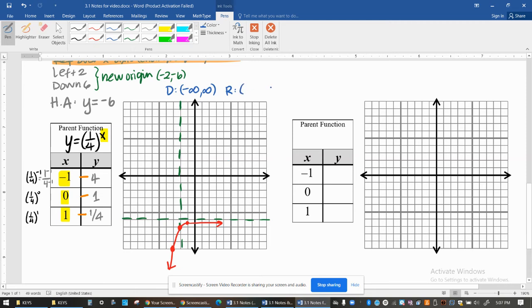So when you're writing your domain and range, the higher value needs to go on the right, and the lower value needs to go on the left. So the range is -infinity to -6. Make sure you're not writing it -6, -infinity. Some of you used to do that first semester, but hopefully you're older and wiser and won't do it anymore.